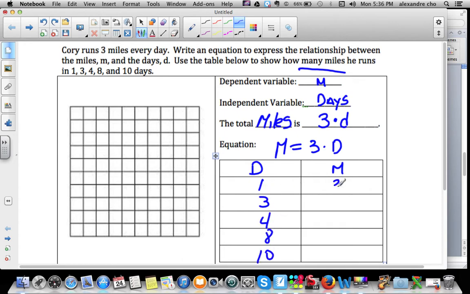So if he runs for 1 day, it's 3 miles. 3 days would be 9. 4 would be 12. 8 would be 24. And 10 would be 30 miles. Okay, let's go to our graph. Let's extend our line here.